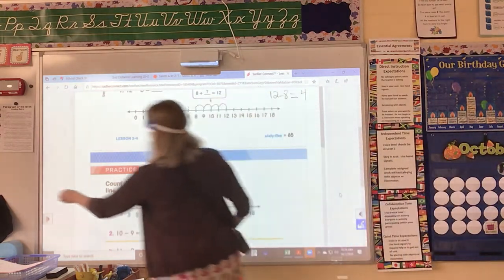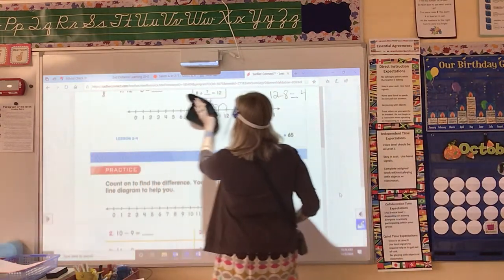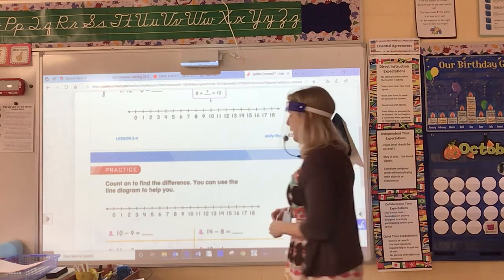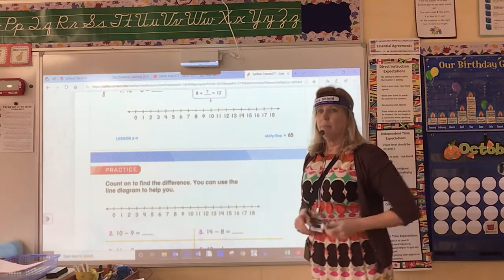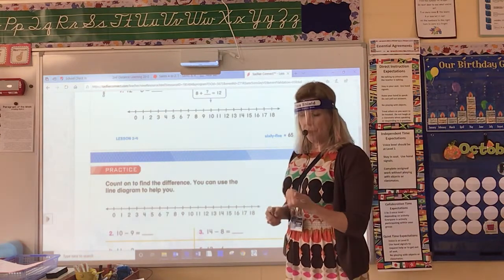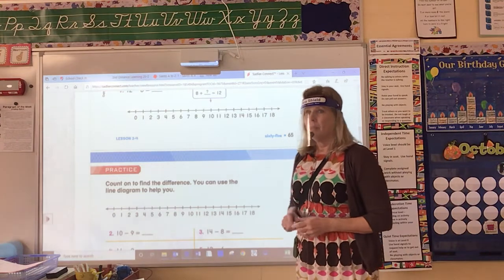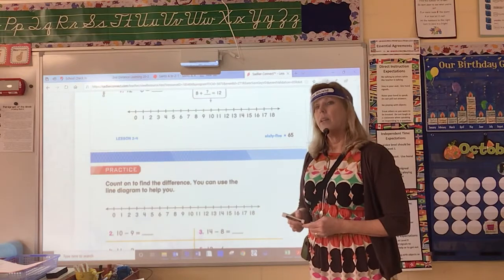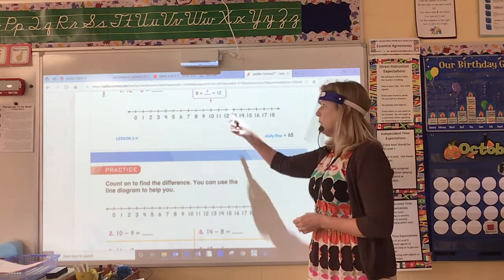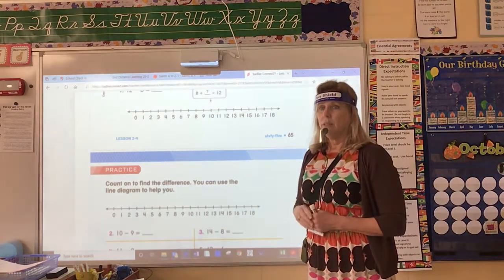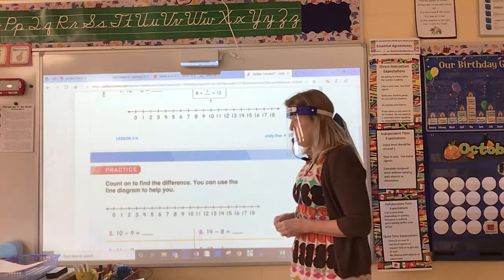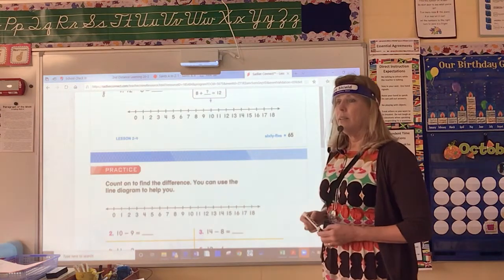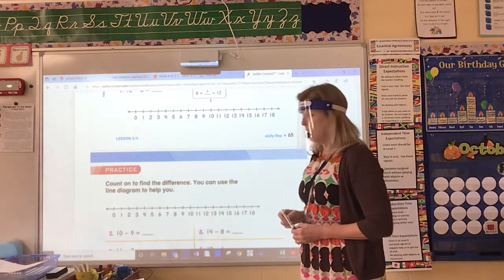We'll just keep using the same one up here. So we're looking at number 2, 10 minus 9. So what are we going to do there, Miles? Where are we going to start? We're going to start at 10, and we're going to minus 9. But we're not doing that because what are we learning today? What's our thing that we're learning today? Charlotte? Number line and subtracting.